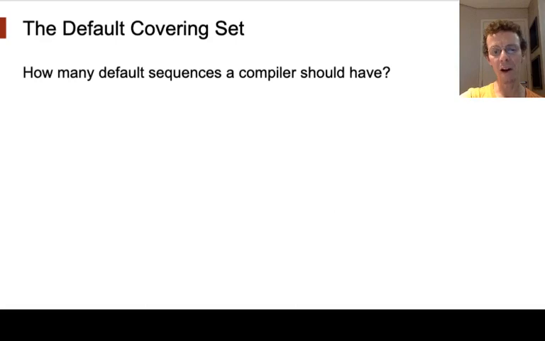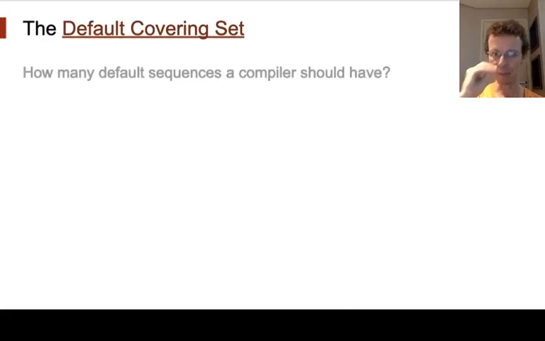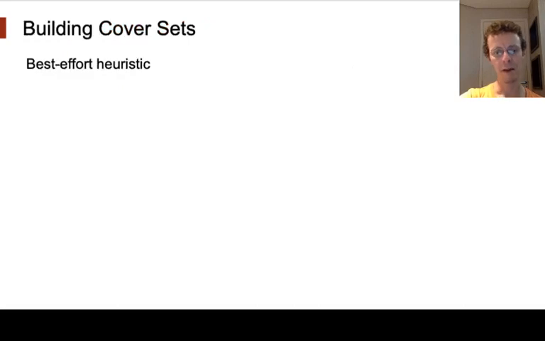So, how many default sequences should a compiler have so that at least one of them would be good for most of the programs? This small set of sequences that contains at least one sequence that's good for any program is called a default covering set. Finding a default cover might not be possible because the baseline may outperform every other optimization sequence for some program. Yet, there are some heuristics to find covering sets and to approximate them.